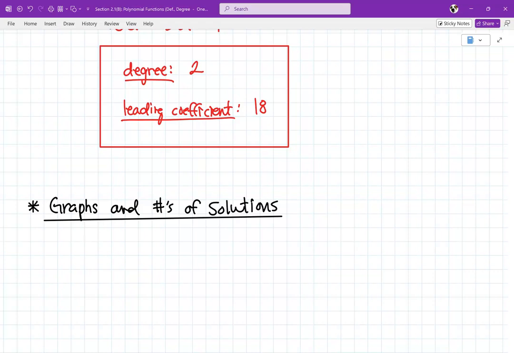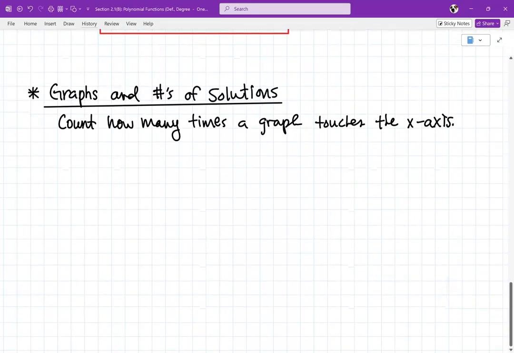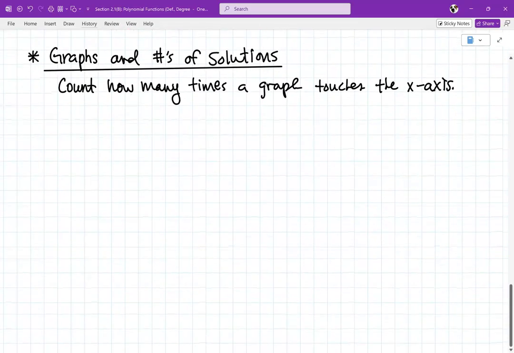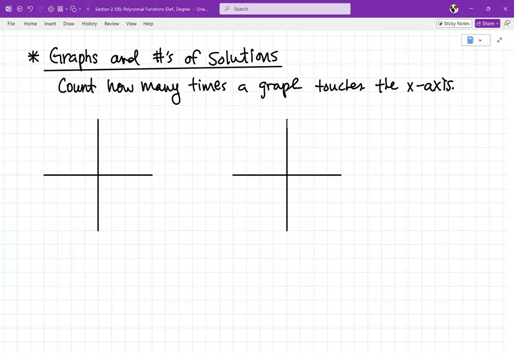So graphs and number of solutions, I'm just going to put right here, count how many times a graph touches the x-axis. This is really simple. They're going to give you pictures, so it's not like they're going to be all secretive. So this is what it's going to look like. I'll do like 2 of them, okay? And that's it. I mean, we really don't have to do much more than that.